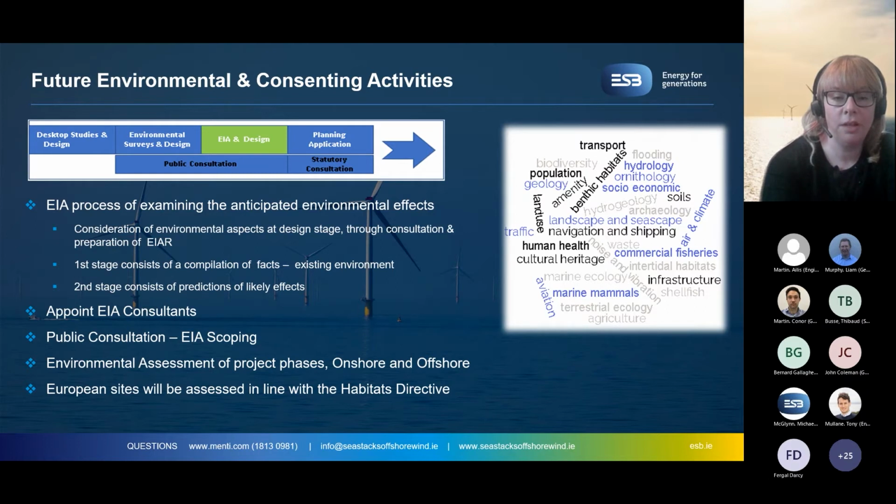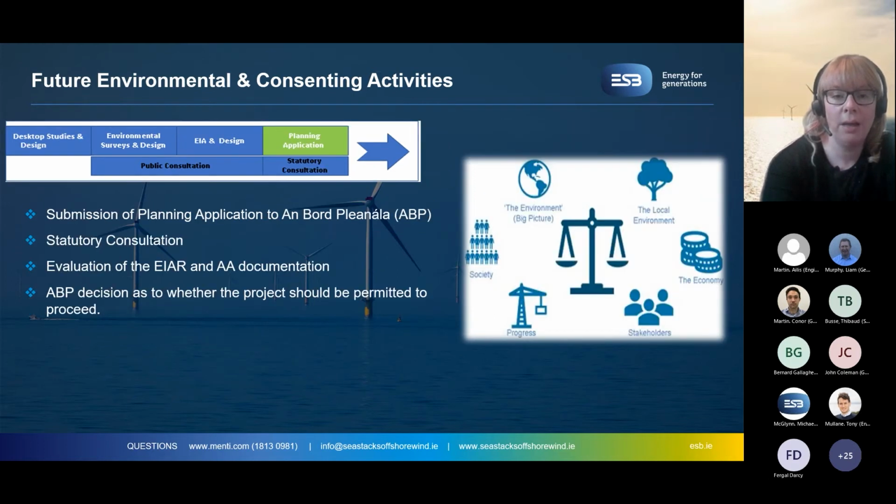We'll be appointing specialist EIA consultants to do that work for us, with specialists in each of those areas feeding into the process. In terms of the next stage of public consultation, we'll be coming back out to yourselves to undertake that EIA scoping, and we'll be seeking input from yourselves in relation to that scoping. We'll also be undertaking assessment in relation to the Habitats Directive.